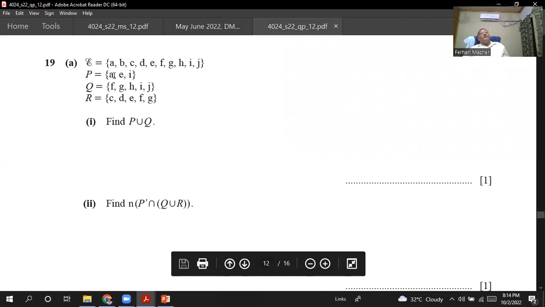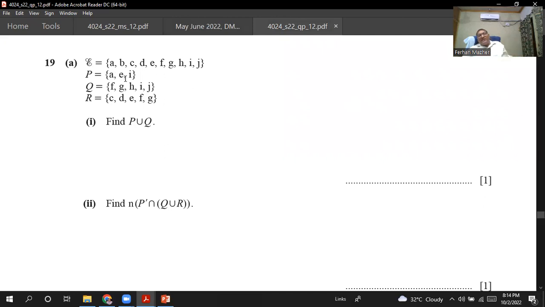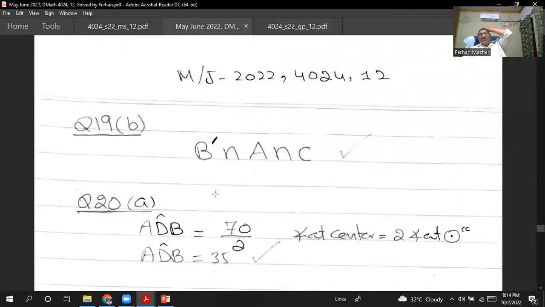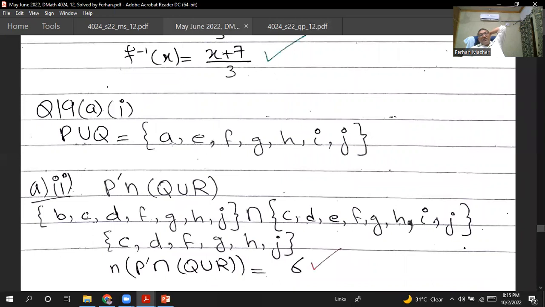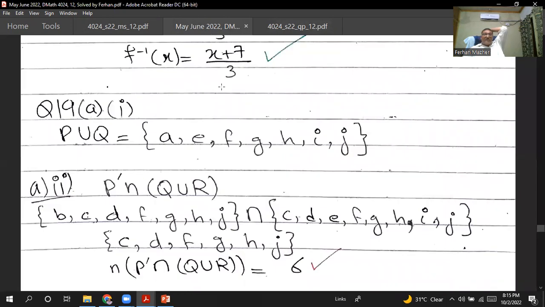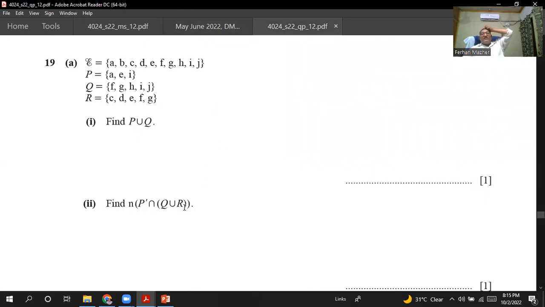P union Q means that you join both P and Q. Union means you write the members of both the sets together. So here you can see I have written P union Q will be equal to A, E, F, G, H, I, J. So we have written the members of both sets: A, E, F, G, H, I, J is the right answer. Our answer is also the same. Then their question is how many members are there in this list?